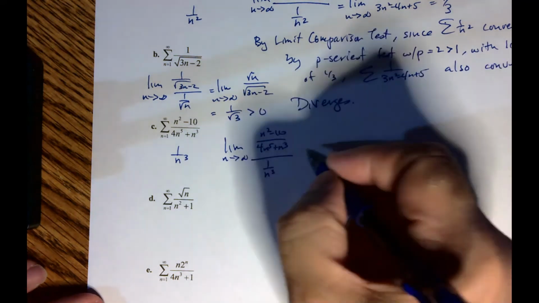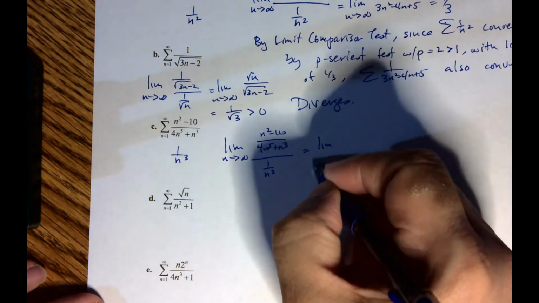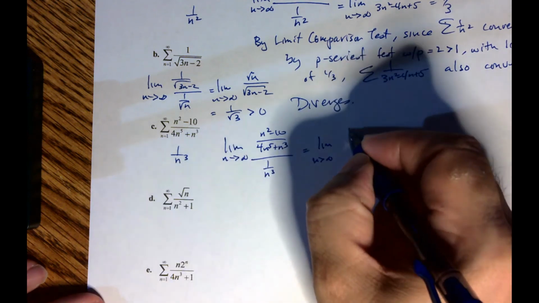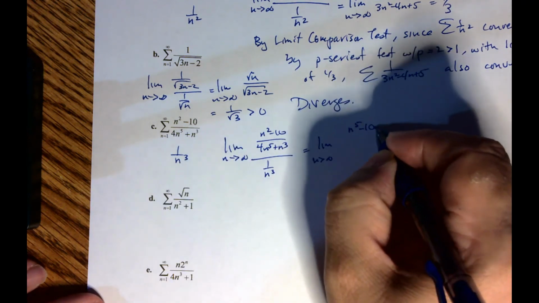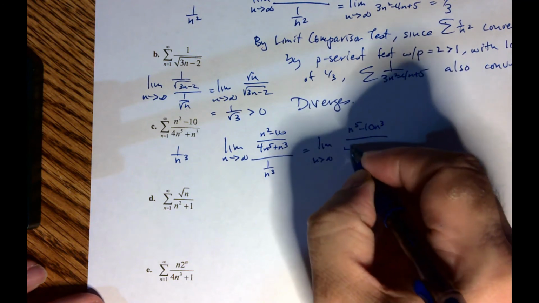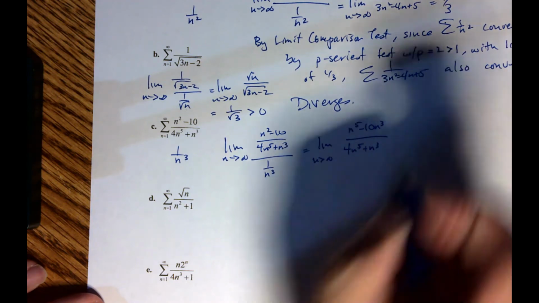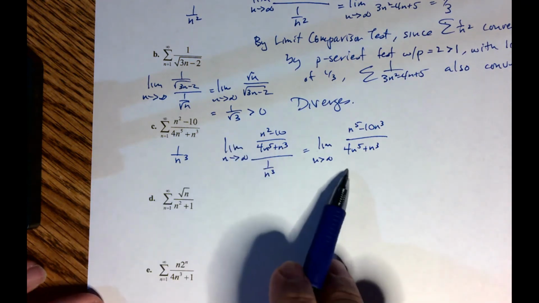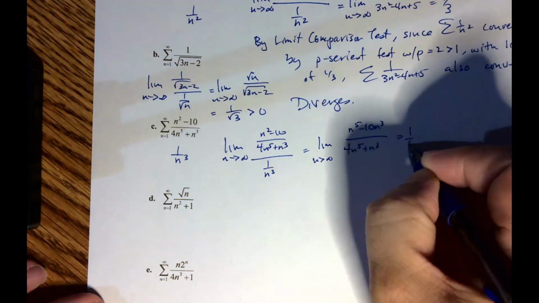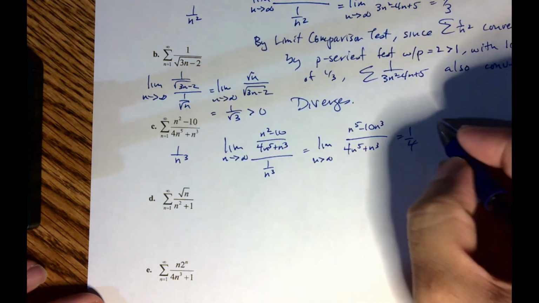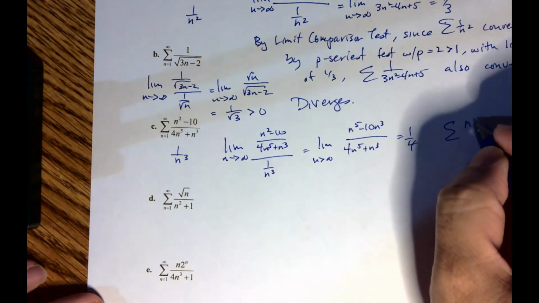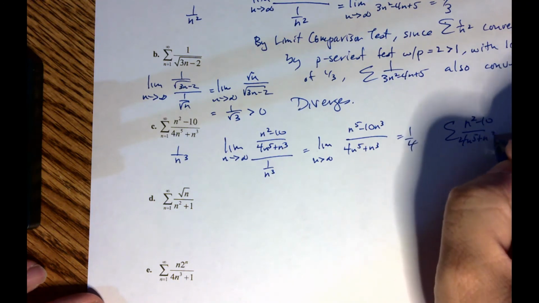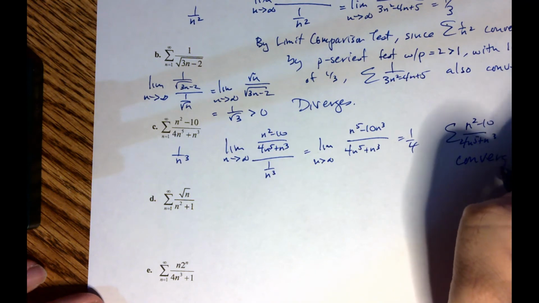That's going to be the limit as n goes to infinity, flipping up and multiplying. So that would be n to the fifth minus 10n to the third over 4n to the fifth plus n to the third. The n to the third ends up multiplying the numerator. We know the limit of that is equal to 1/4. So the series n squared minus 10 over 4n to the fifth plus n to the third converges by the limit comparison test.